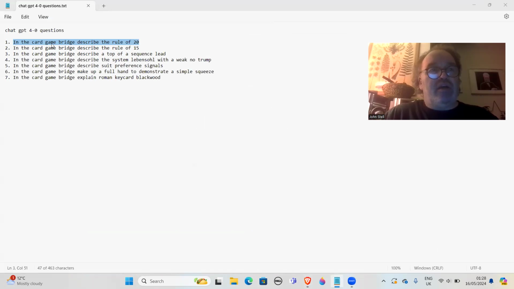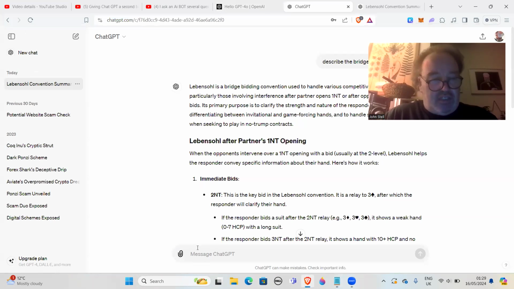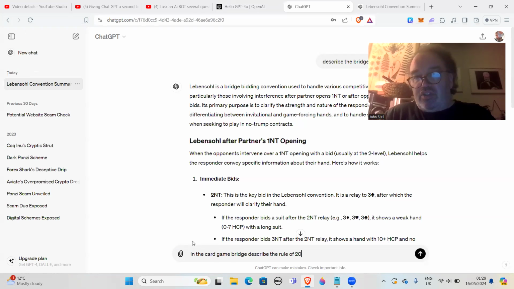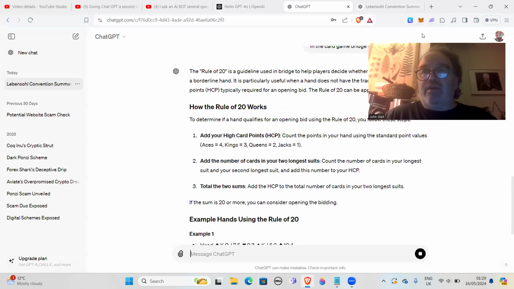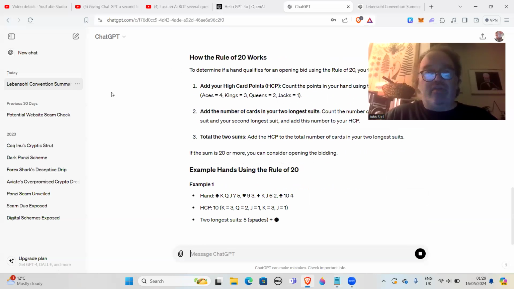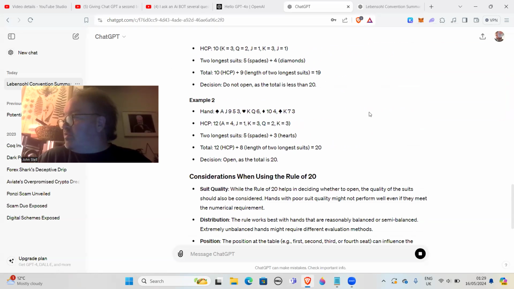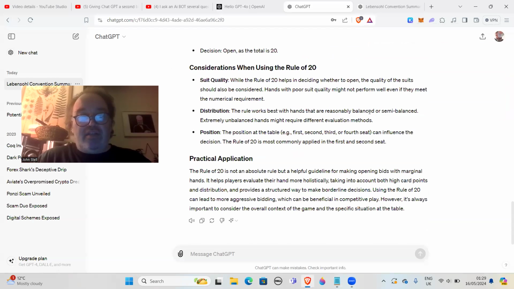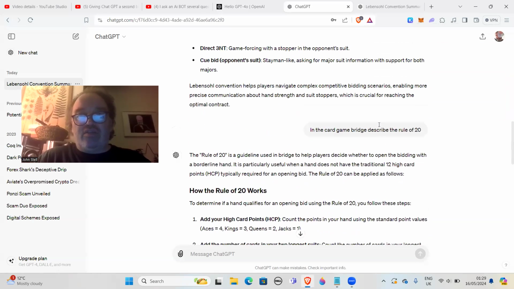So here, let's copy that. In the card game bridge, describe the rule of 20. So I'm going to go to ChatGPT, ask that question, and see what we get. Okay, so here we go. It's giving quite a long answer here, so I'm going to let it finish before analyzing it. Okay, it's finished. It's definitely giving longer answers than it did before.